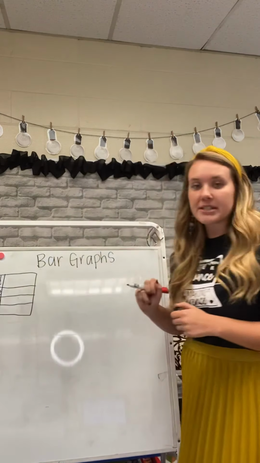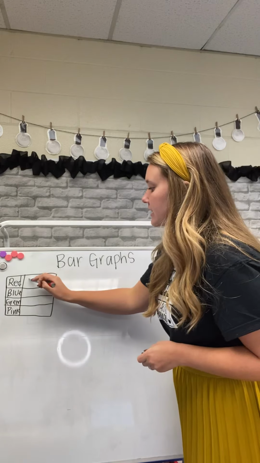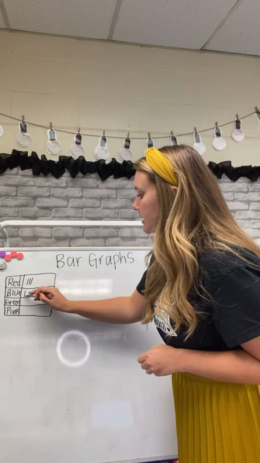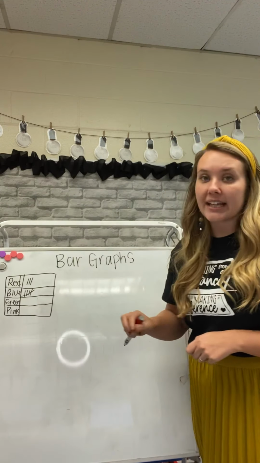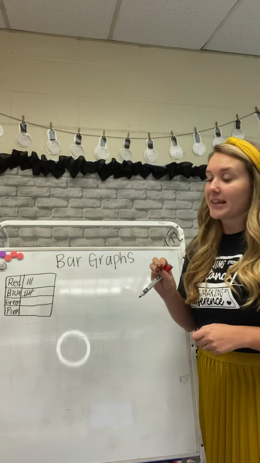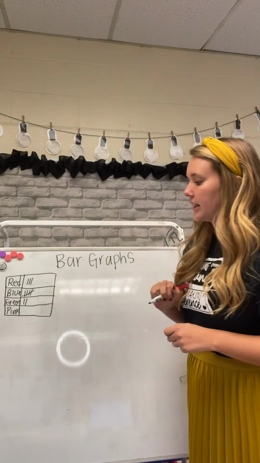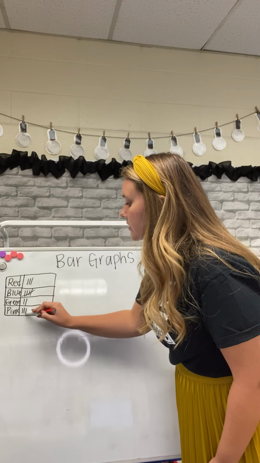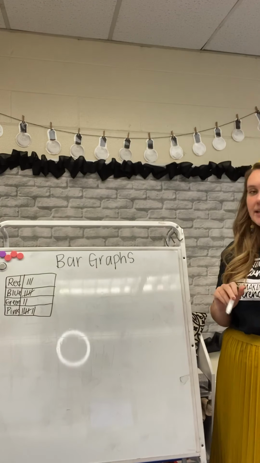All right, so we're going to pretend in our class we have 3 people that love the color red. We have 5 people that love the color blue. And when we're making tallies, whenever we have 5 tallies, we like to group them together so that we can count by 5s. For the color green, we only have 2 friends that like the color green. And then for the color pink, we have 7 people. So we have our group of 5, and then we have 6, 7.